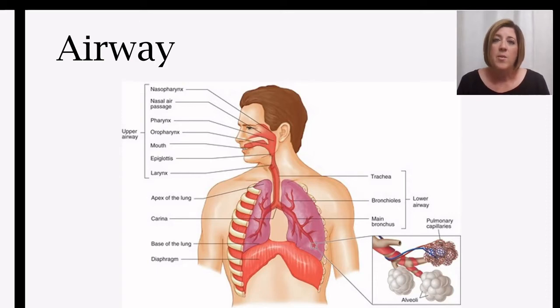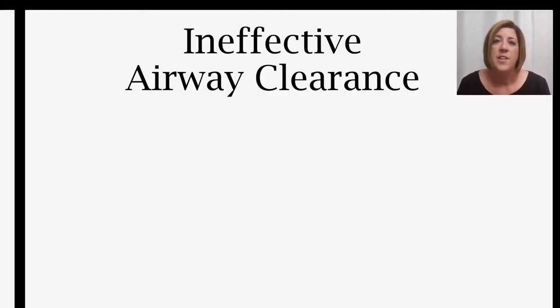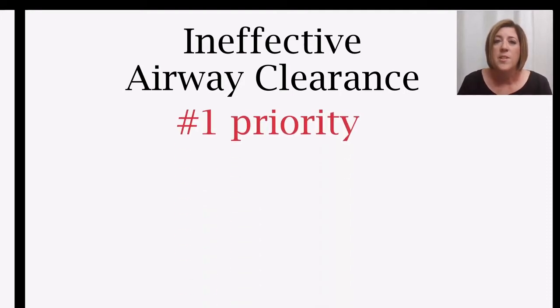So by airway, we're talking about the oral and nasal airways, the trachea, the bronchioles. That pathway has to be open. If it's obstructed or partially obstructed, the nursing diagnosis for that is ineffective airway clearance. And when ineffective airway clearance is present, it's always going to be your number one priority, because it really doesn't matter what's happening past that point if oxygen can't get through the airway.